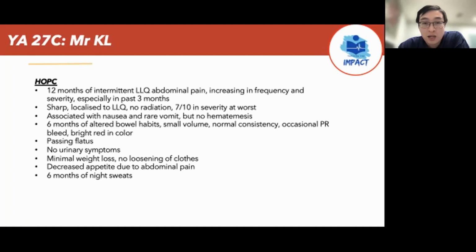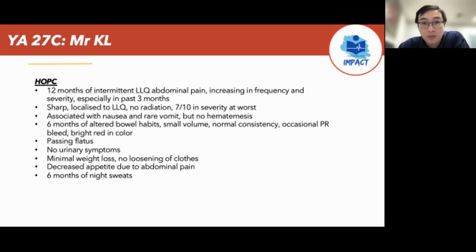So, 12 months of intermittent left lower quadrant abdominal pain, increasing in frequency and severity, especially in the last 3 months. Sharp, localized to the left lower quadrant, no radiation, 7 out of 10 in severity at worst, associated with nausea and rare vomits, but no hematemesis.